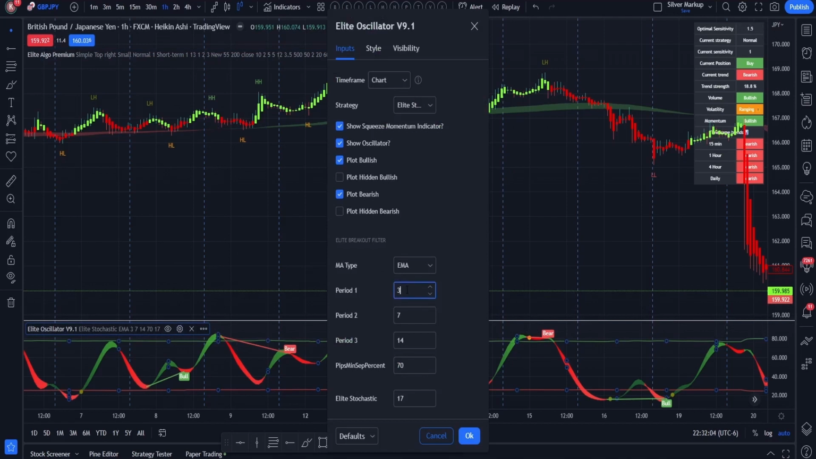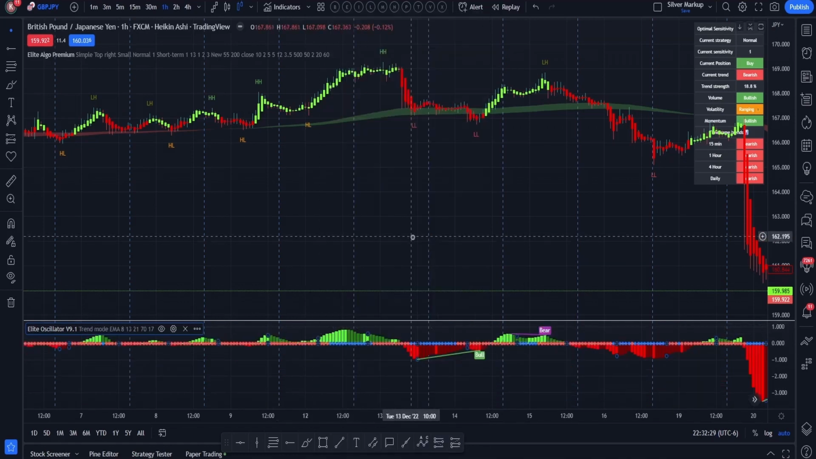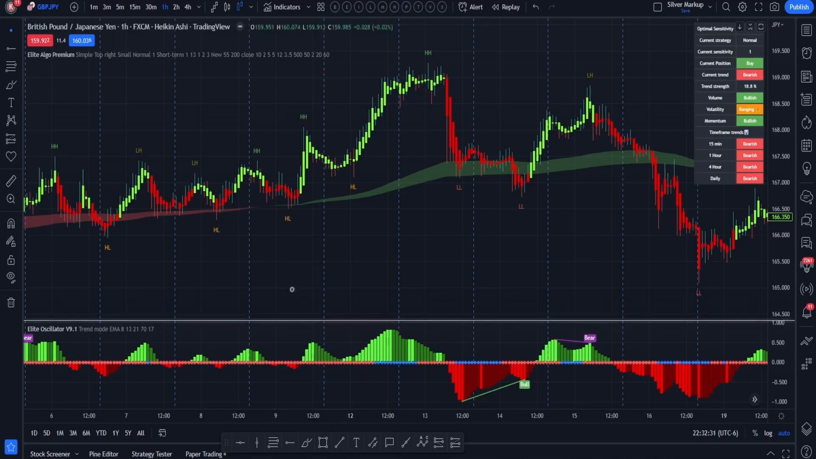The first adjustment is we're going to change the period to 8, 13, and 21. We want to make it just a little bit less sensitive. Then you're going to change the Elite Stochastic, and we're going to put it on trend mode. That's going to change the look of the oscillator itself, and this is what you'll get. So right here is the completed setup of the Elite Algo market structure strategy.